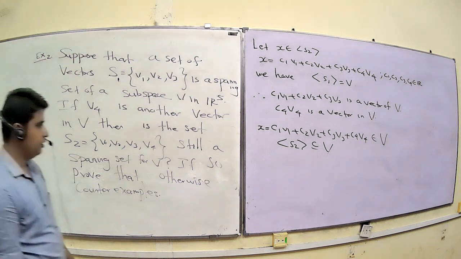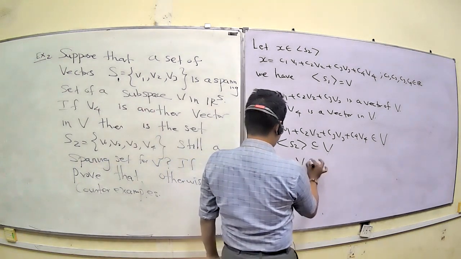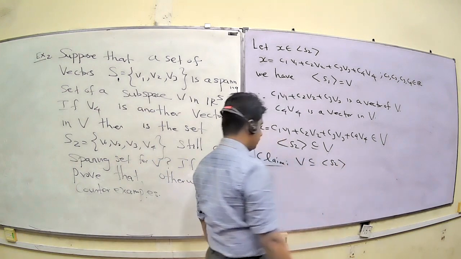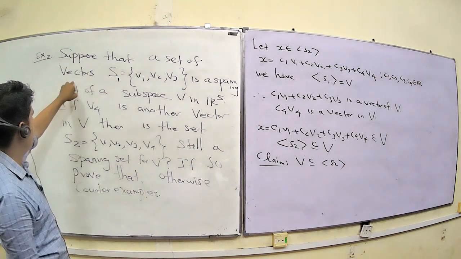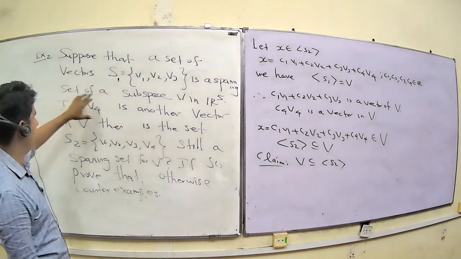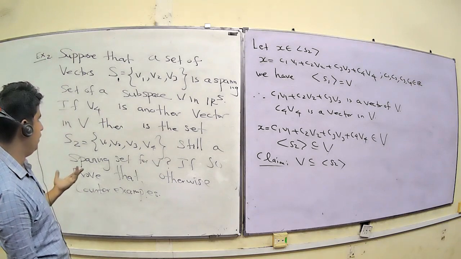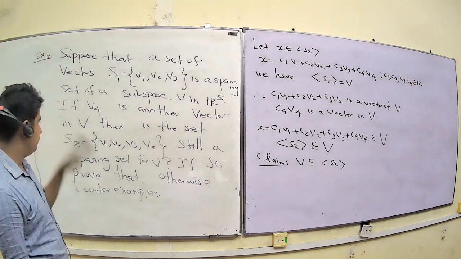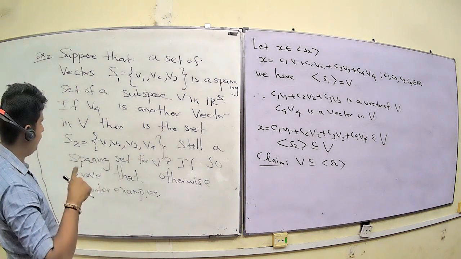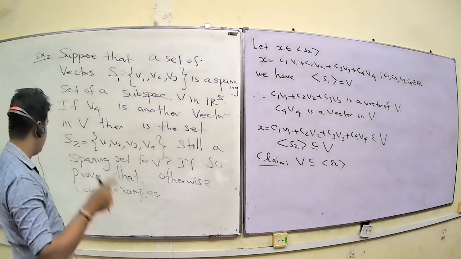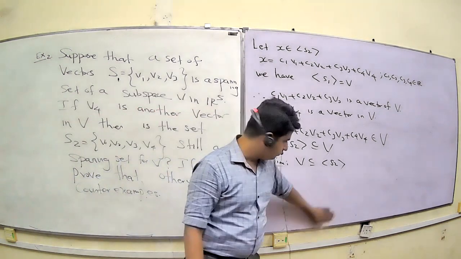Next, you want to show that V is a subset of span of S2. Next, your claim is V subset of span of S2. The question asks: suppose that a set of vectors S1 is a spanning set of a subspace V in R5. If V4 is another vector in V, is the set S2 still a spanning set for V? That means span of S1 equals V. Now you want to show that span of S2 also equals V. So for the remaining part, you want to show this claim.